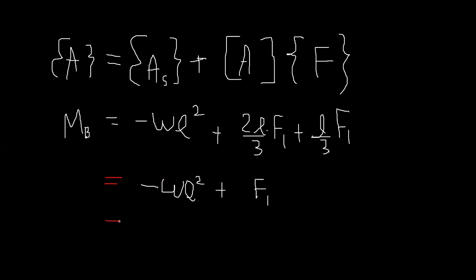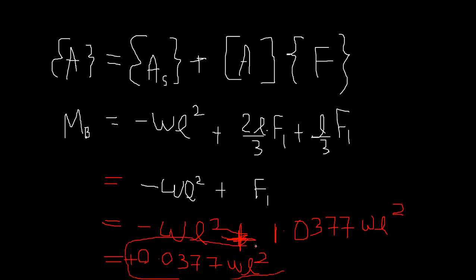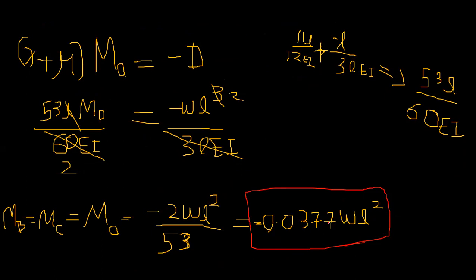So here also that's going to be F1. So F1 is 1.0377 WL squared. So finally, I'm getting it as WL squared. I can take it out. So that's going to be 1 minus 0.037, so that's going to be 0.037 into WL squared. So this is now positive, right? So you remember 0.0377 WL squared. You remember from this also we found minus 0.077, right?